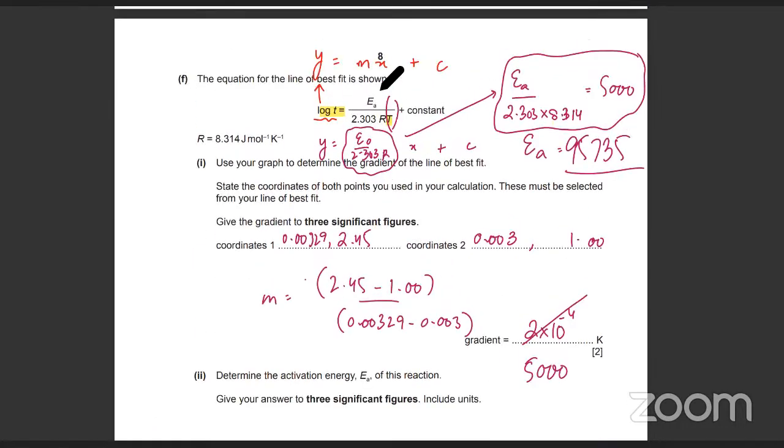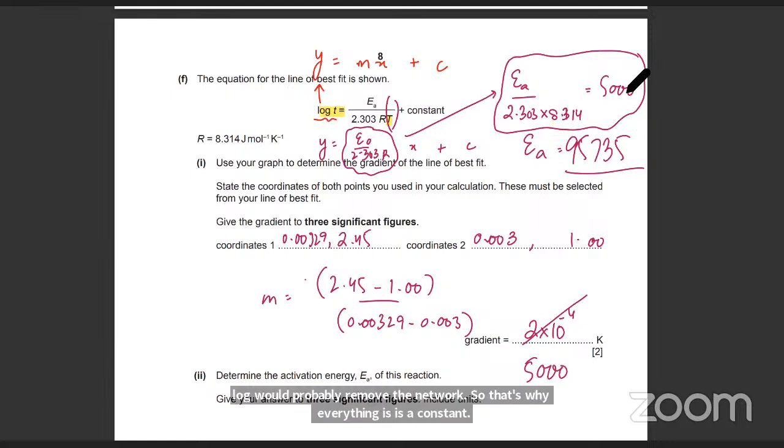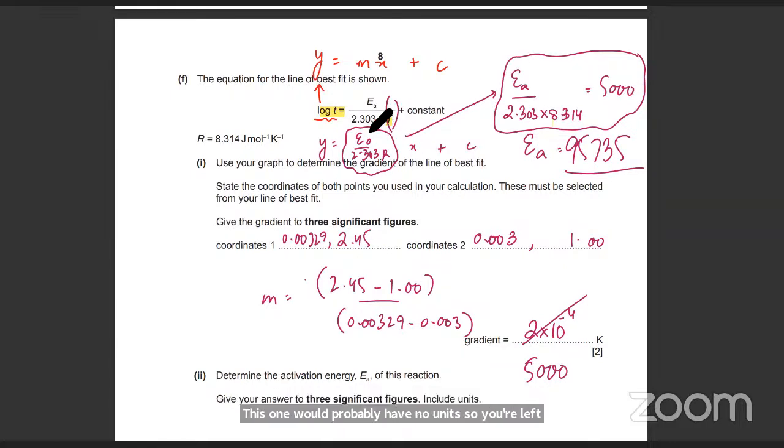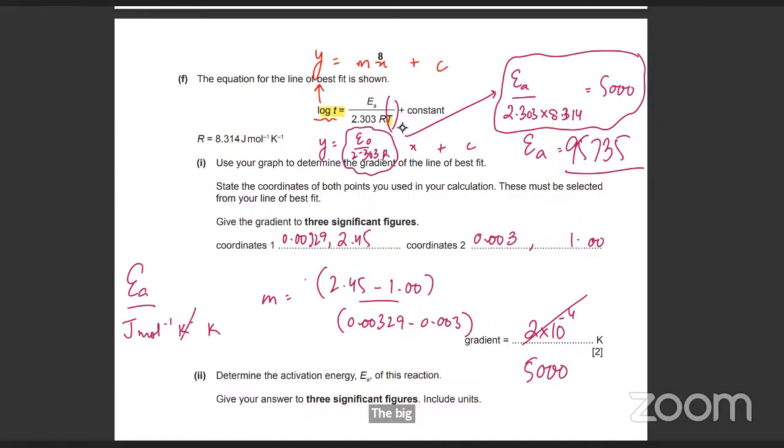The log would probably remove units, okay? So that's why everything else is a constant. This one would probably have no units. So you're left with this part. It's EA divided by a constant. R is joules per mole per Kelvin. And this R is being multiplied by temperature. Big T is temperature. So temperature is Kelvins. So the Kelvin part gets cancelled out and you had a constant over here, which was your gradient. The gradient was a constant, right? So if you take joules per mole to the other side, it's going to be joules per mole. Is this part clear?